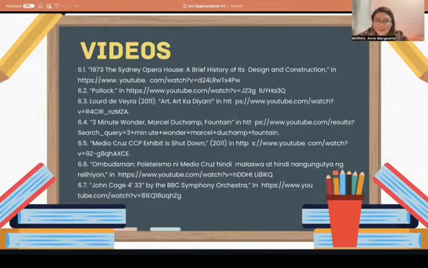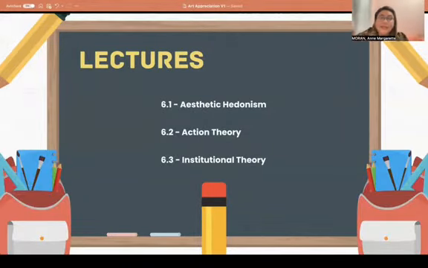And on to the next slide, these are the lectures that we will know. 6.1 is the aesthetic hedonism, action theory, and the institutional theory. So, ano nga ba yung aesthetic hedonism and how it is related nowadays? So, based on our research, aesthetic hedonism is the influential view in the field of aesthetics that beauty or aesthetic value can be defined in terms of pleasure.